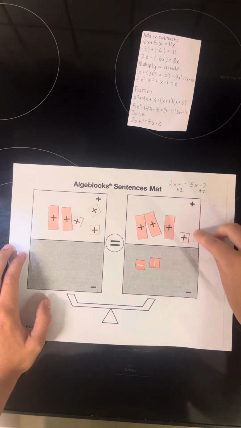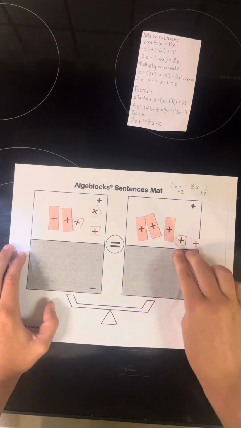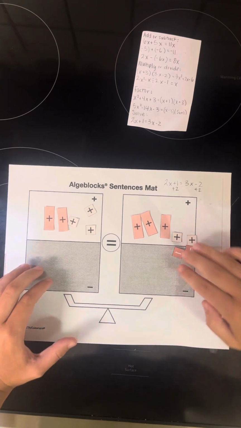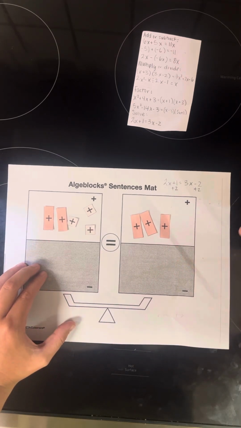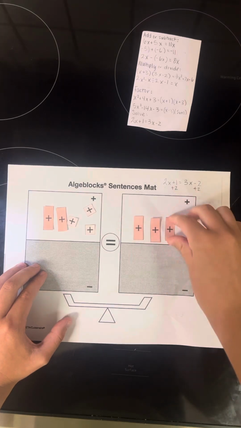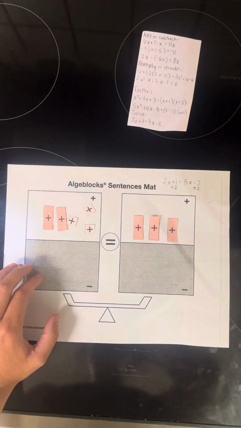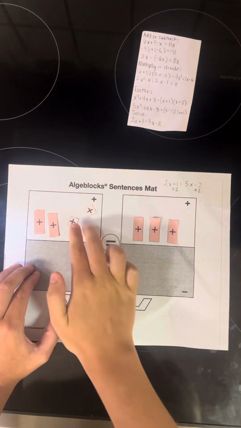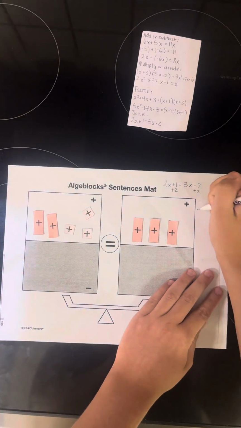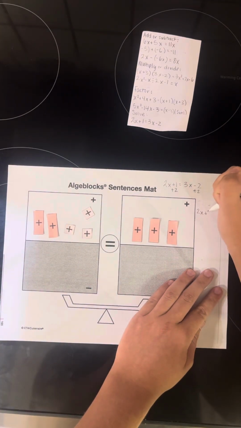So what do you notice over here? If we line these up there and those up there, those would zero out, right? So we are going to take those off because they zero out. So now we're left with 3x on one side and 2x plus 3 on the other side. So we're left with 2x plus 3 equals 3x.